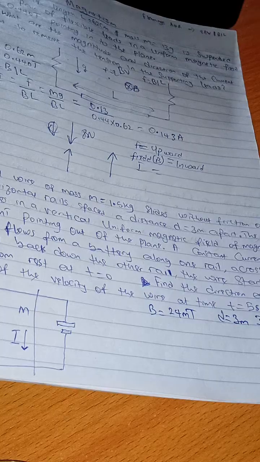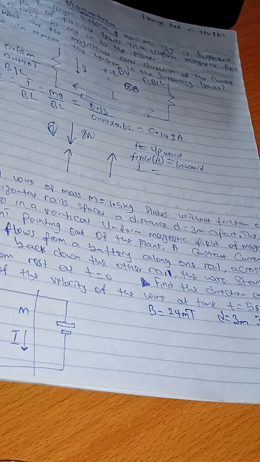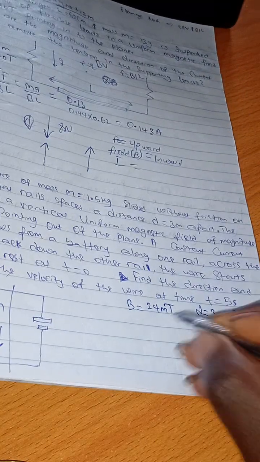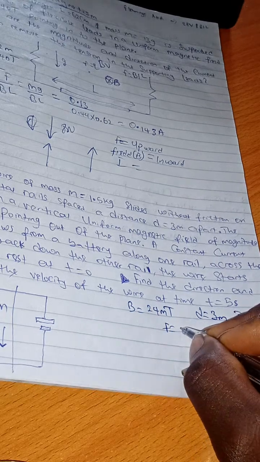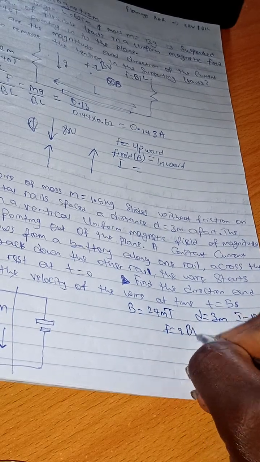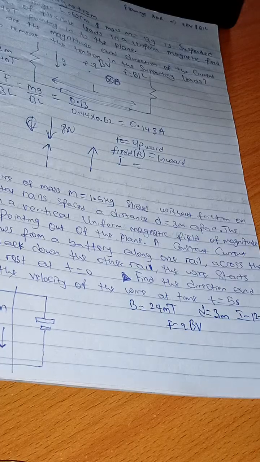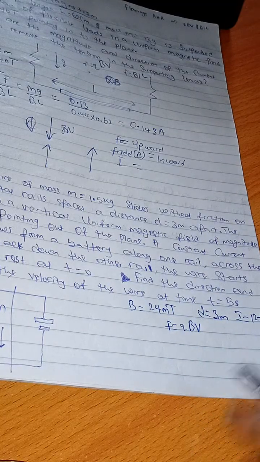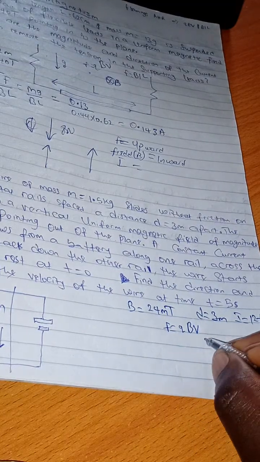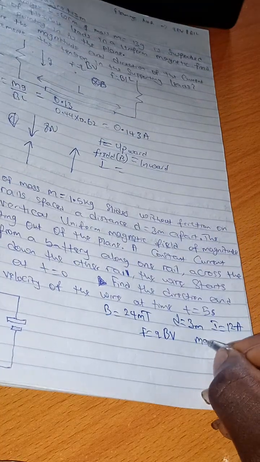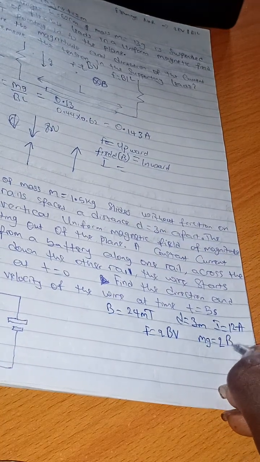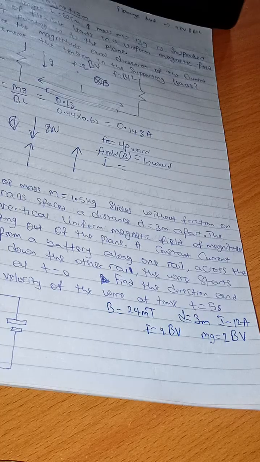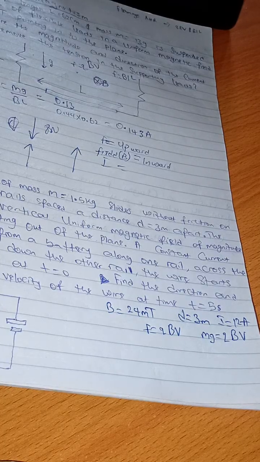So how do we find the velocity? Now let's do the magnitude first. F equals to what? QBV, right? And what's F? Do we have F equals mg? That means my mg equals QBV. Am I given Q? Do I have Q?